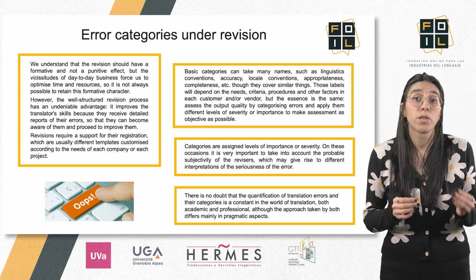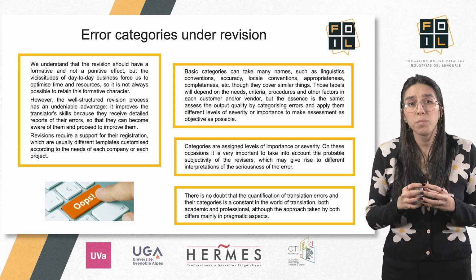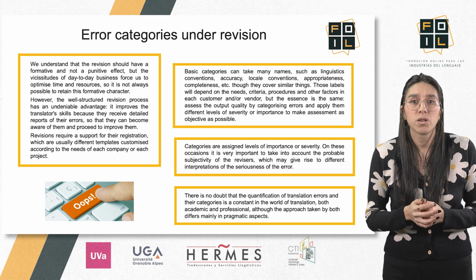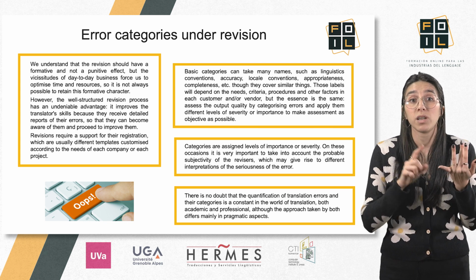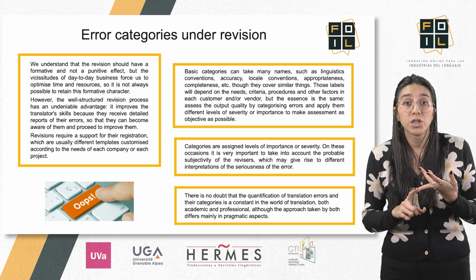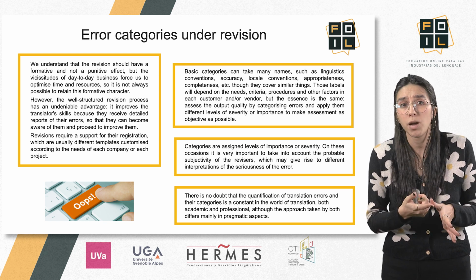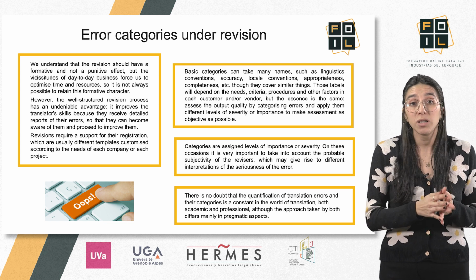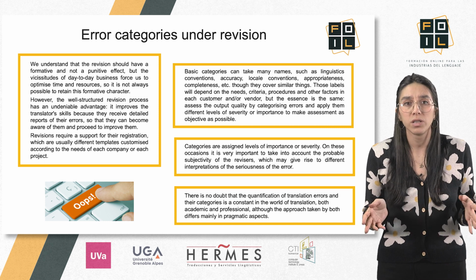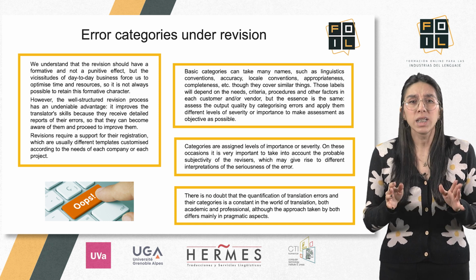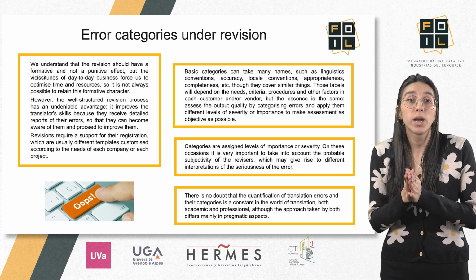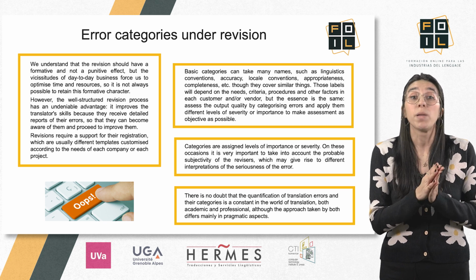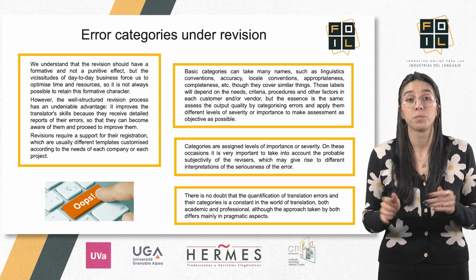Revisions require a support for their registration, which are usually different templates customized according to the needs of each company or each project. Basic categories can take many names, such as linguistic conventions, accuracy, local conventions, appropriateness, completeness, etc., though they cover similar things. Those labels will depend on the need, criteria, procedures, and other factors in each customer or vendor. But the essence is the same: to assess the output quality by categorizing errors and applying different levels of severity or importance to make assessments as objective as possible.